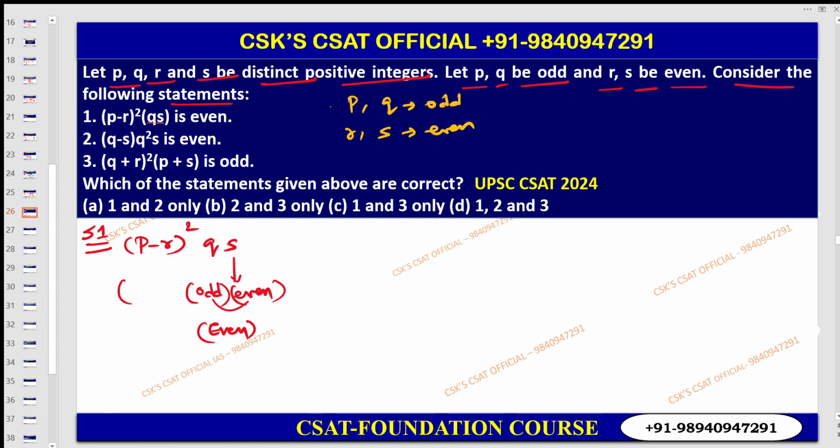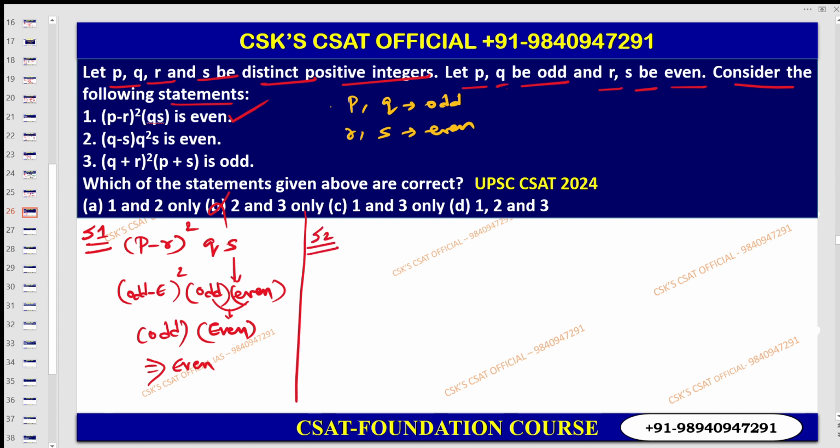Now you focus on this one. So p here is odd minus even, odd minus even, whole square. No problem. Odd minus even is nothing but odd. Odd the whole square is also odd. Odd into even is nothing but even. The statement is correct, so you can eliminate option B.